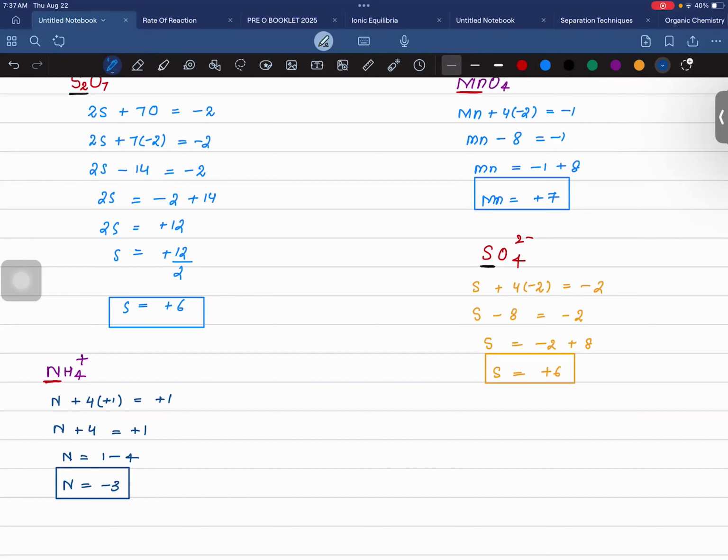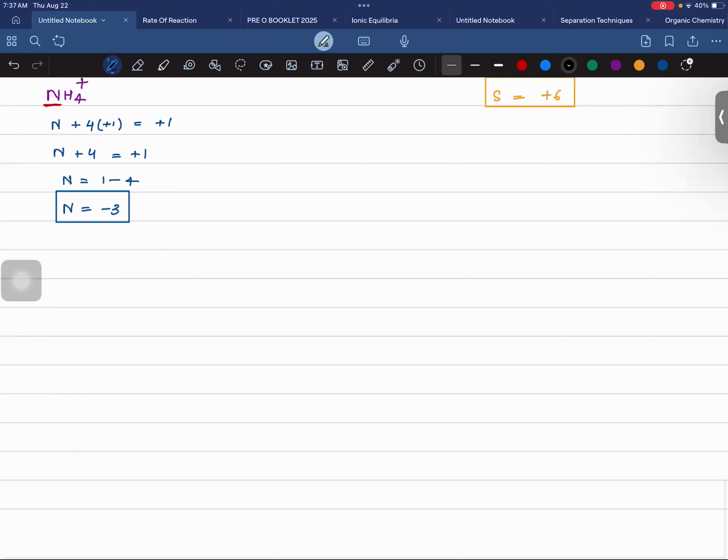But again, I'm saying if you have any question, do let me know after the class, okay? Also, I have recorded a session previously on redox and oxidation numbers. You can also see that.